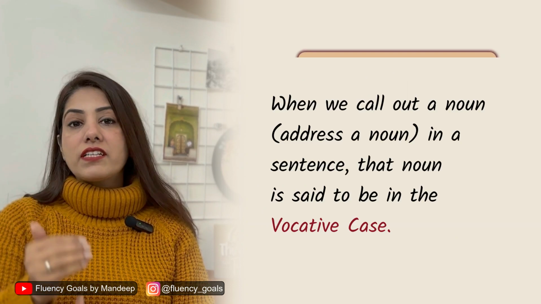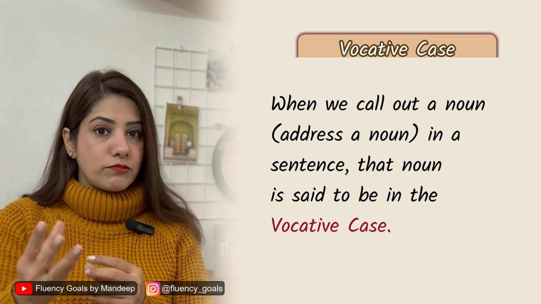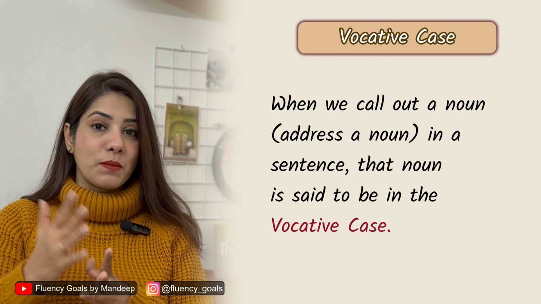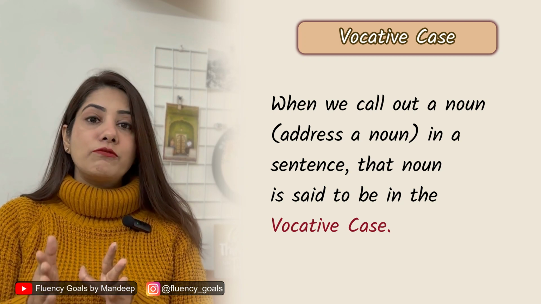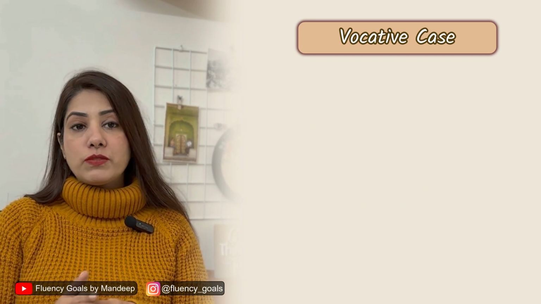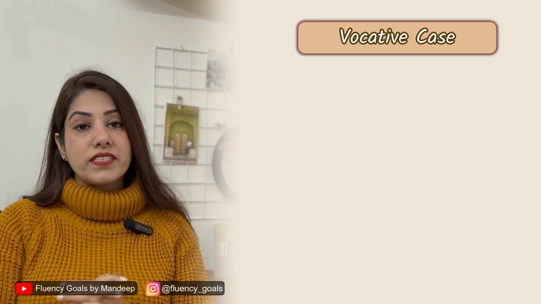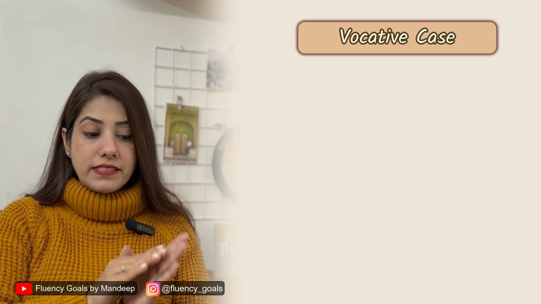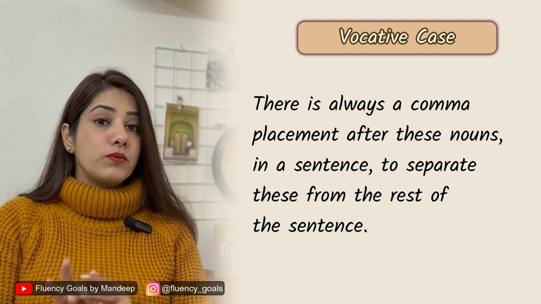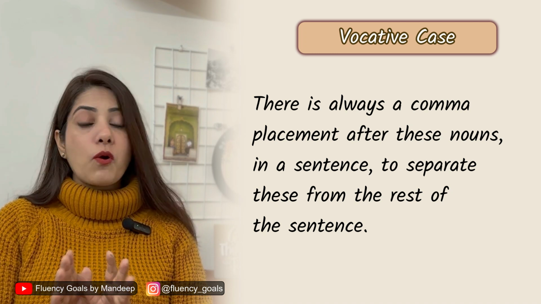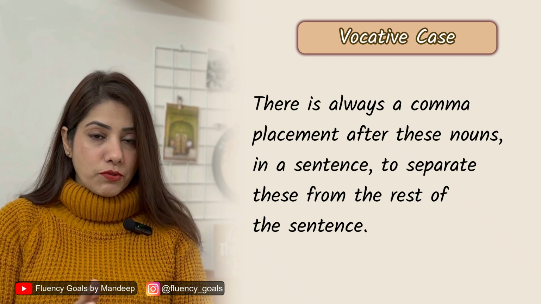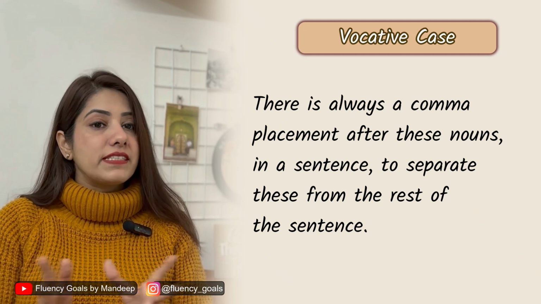Moving on to vocative case. When we address a noun, that means when we are calling out somebody's name, some person, that noun is said to be in the vocative case. It usually happens when you take the name of the listener in a sentence, and there is always a comma placement after these nouns. It is very important to place a comma after the address of this noun, because if we don't, it can completely change the meaning of the sentence.